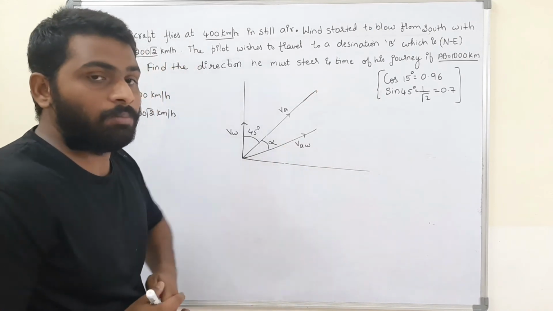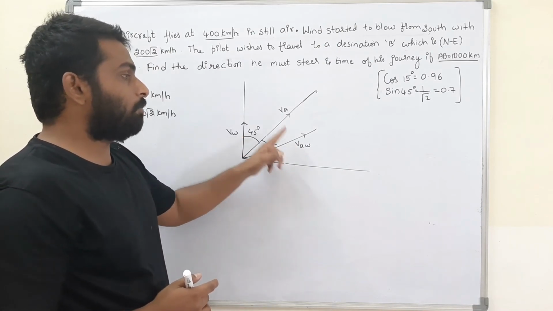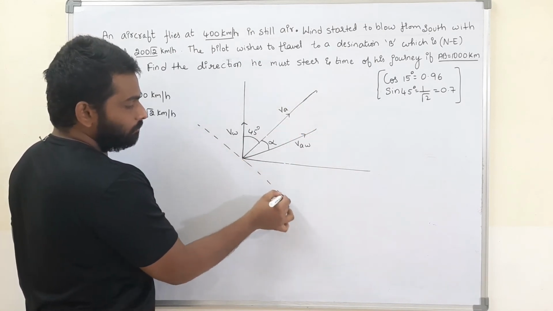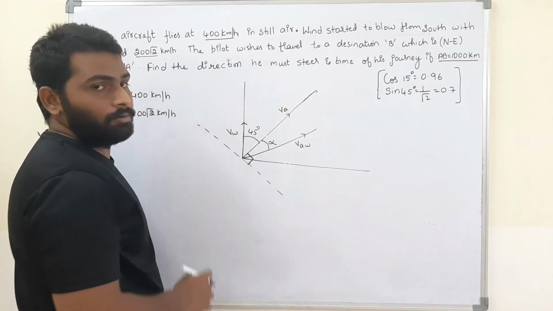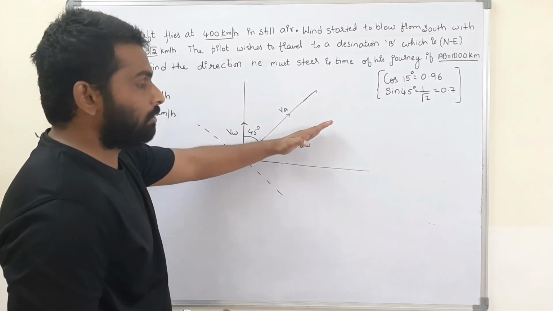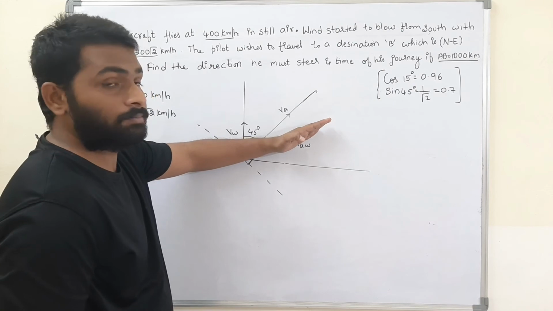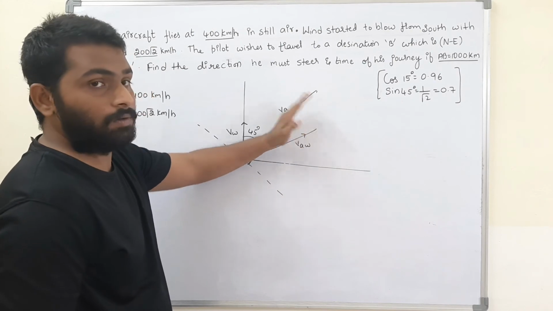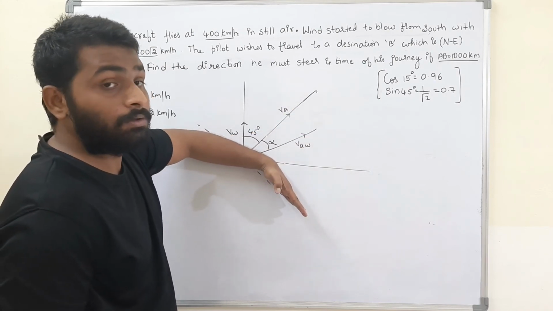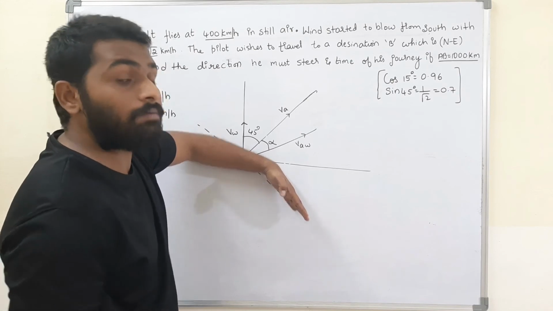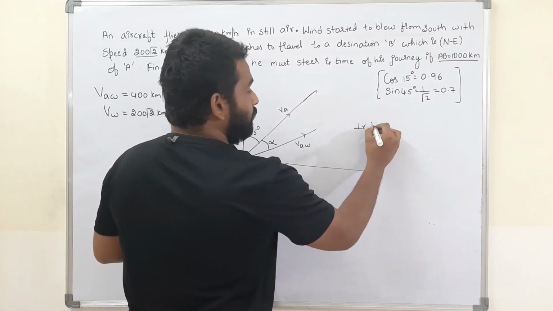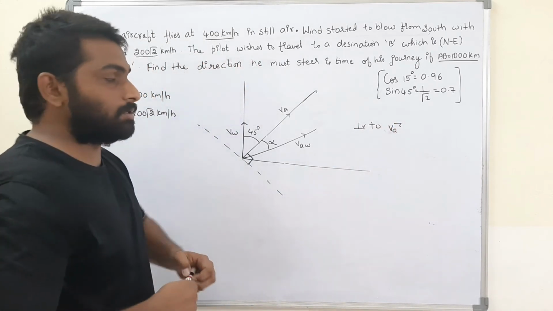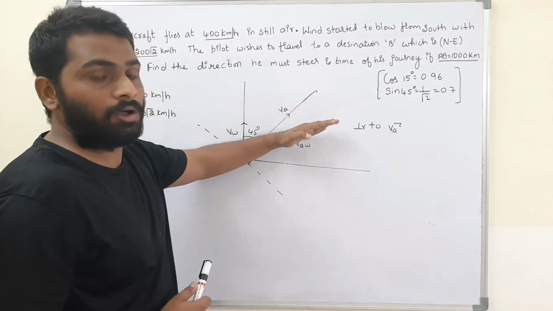I want to take the components of this VW and VAW perpendicular to this VA. That means what is the perpendicular to this VA? This is perpendicular. Now say me, what is the component of VAW along perpendicular? Along the VA bar, it is VAW cos alpha. Along perpendicular it is VAW sin alpha. Therefore, perpendicular to VA bar, for VAW along the angle it is cos alpha, along the opposite it is sin alpha.